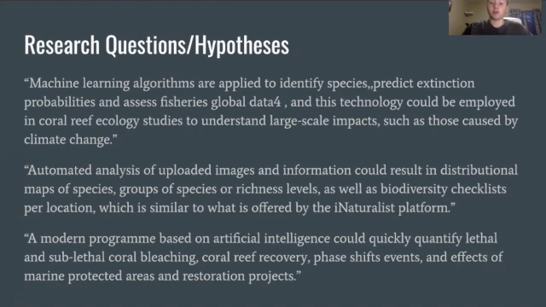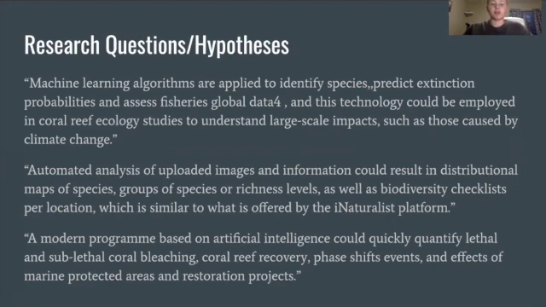global data, and this technology can be employed in coral reef ecology studies to understand large-scale impacts such as those caused by climate change. And then the next one is automated analysis of uploaded images, and information can result in distributional maps of species, groups of species, or richness levels, as well as biodiversity checklists per location, which is similar to what is offered by the iNaturalist platform.